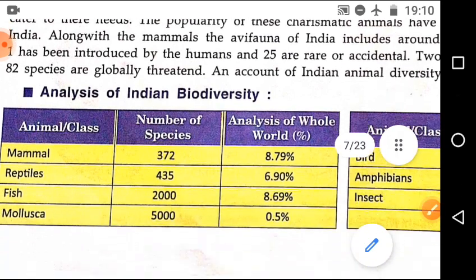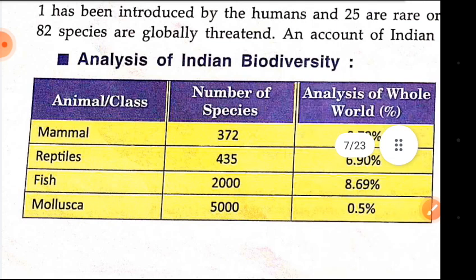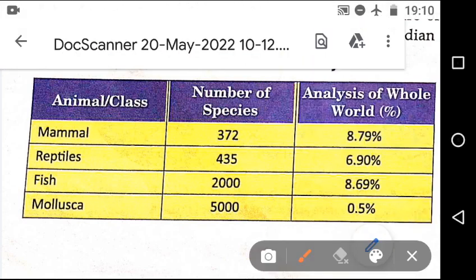Look at this table. You can see here the percentage of mammals found in India compared to the whole world. The number of different species of mammals is 372, and according to the world, about 8.79% of the mammals are found in India.